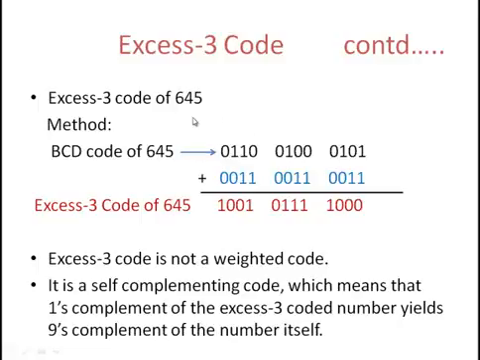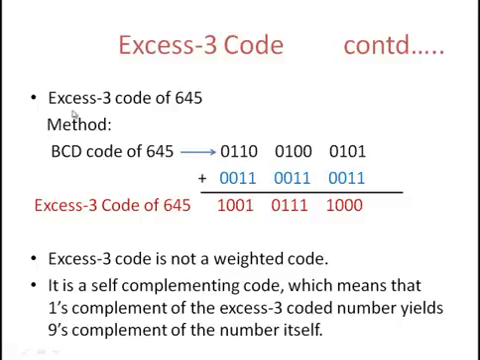That means here we will represent first 6, 4 and 5 individually by their 4-bit binary representations. That is, 6 is represented by this, 4 is represented by this binary number, and 5 is represented by this binary number. So this overall forms the BCD code of number 645.